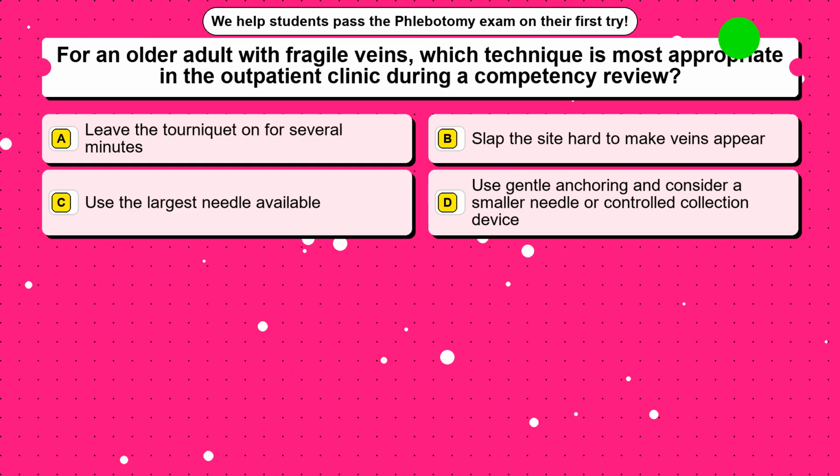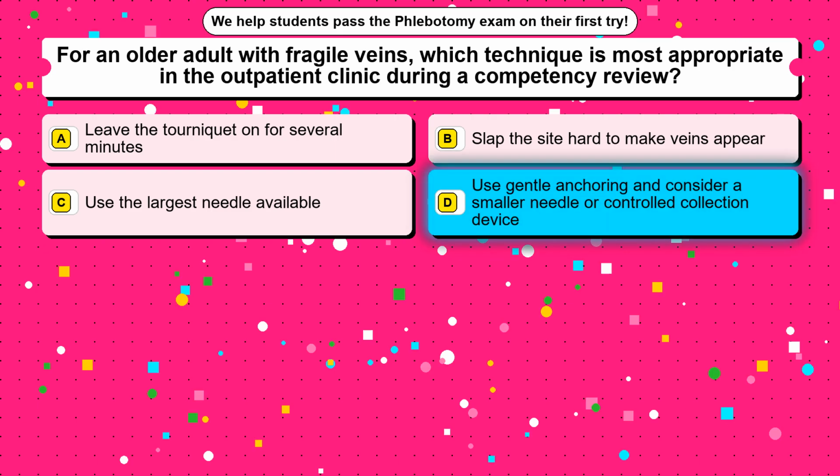Question 91. For an older adult with fragile veins, which technique is most appropriate in the outpatient clinic during a competency review? Option A. Leave the tourniquet on for several minutes. Option B. Slap the site hard to make veins appear. Option C. Use the largest needle available. Option D. Use gentle anchoring and consider a smaller needle or controlled collection device.